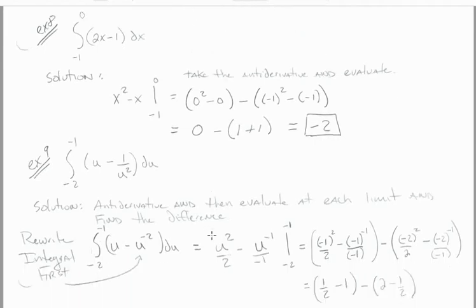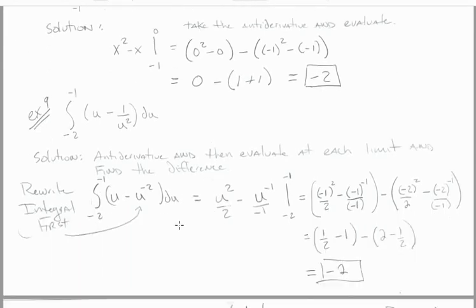Okay. Now, same thing here. We're just using a different variable. Nothing special. Treat it like it's an x. Alright, we're going to go from negative 2 to negative 1 of u minus 1 over u squared du. It's okay that we're using u. We can treat it as whatever variable we want.